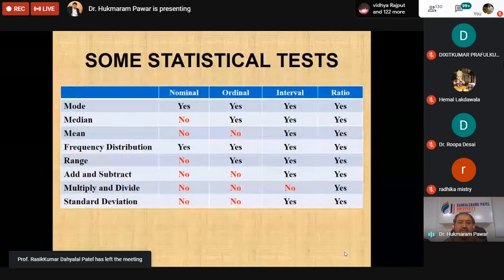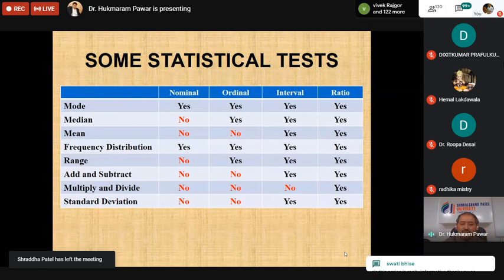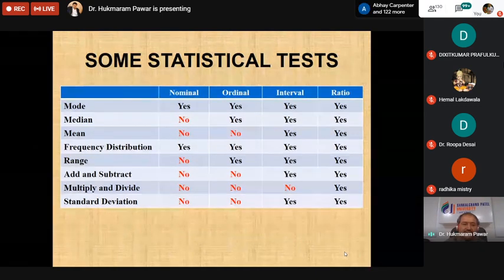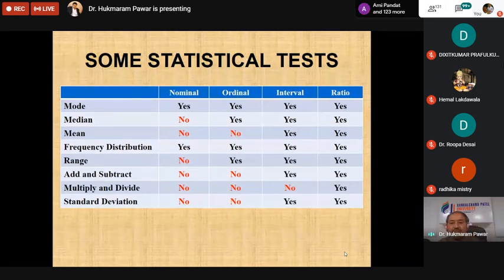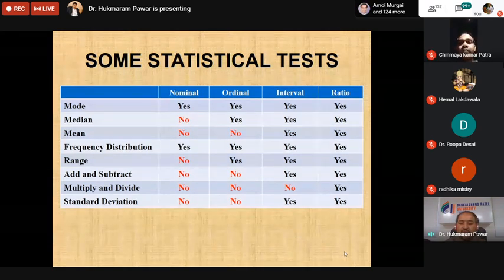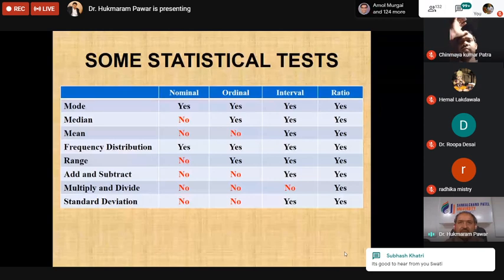And once again, on the basis of statistical tools, normally when we start learning statistics, we first start with the mean, median and mode, then frequency distribution and range, and add, subtract, multiply, divide and standard deviation. So which test or which statistics can be used on which kind of data, this table also gives you a very useful understanding. With the help of this table, you can understand what we can calculate.